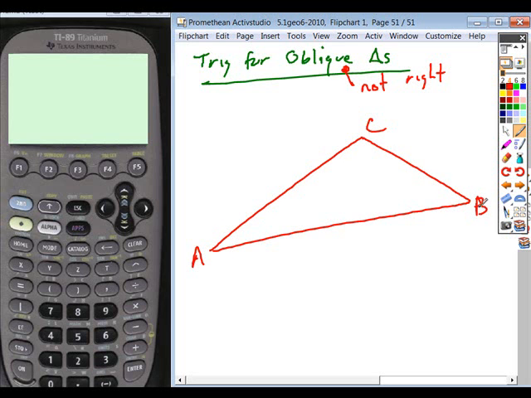Okay, so if we take triangle ABC here, we call the side opposite angle A lowercase a, the side opposite angle B lowercase b, and the side opposite angle C lowercase c. And this is how it's normally labeled.